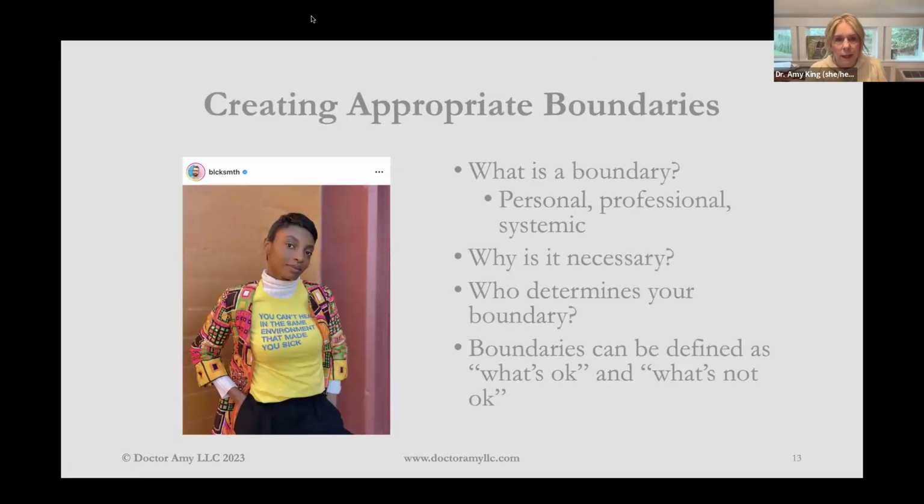What is a boundary? Like I said before, a boundary can be personal, it can be professional, it can be systemic. It is necessary though, and I'll explain why in just a second. You uniquely determine your boundary. And boundaries essentially tell someone what's okay and what's not okay.